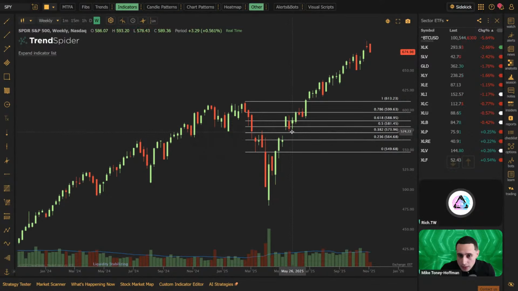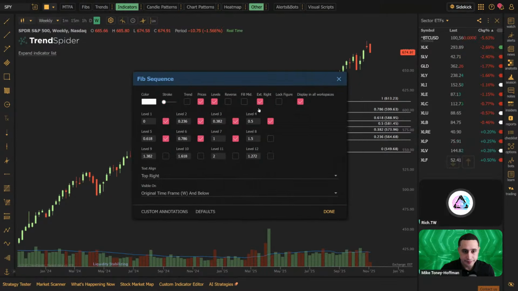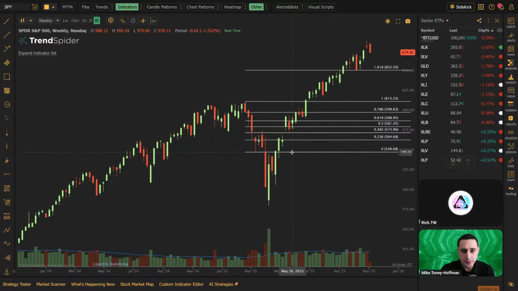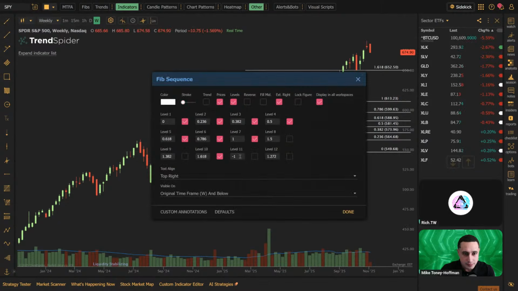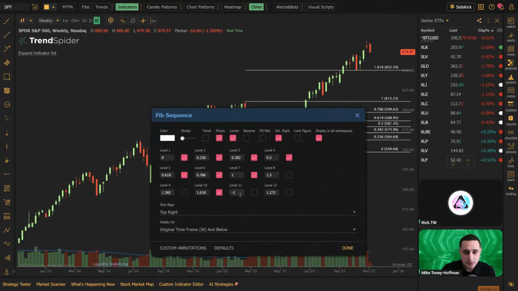That was Liberation Day, if you remember what happened. That's when the tariffs were announced. So here's the funny thing. If you double click on that Fibonacci tool, I think you can add the -1 extension here, and then just hit done. Where did it go? I'm trying to do the -100% there.